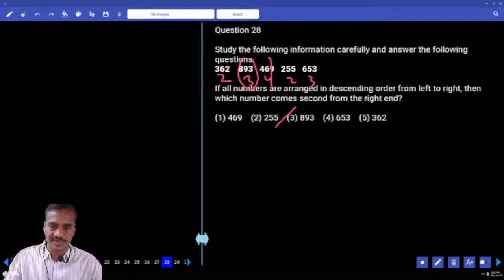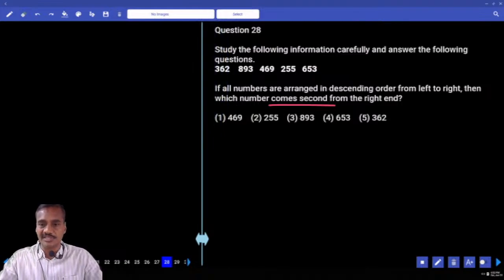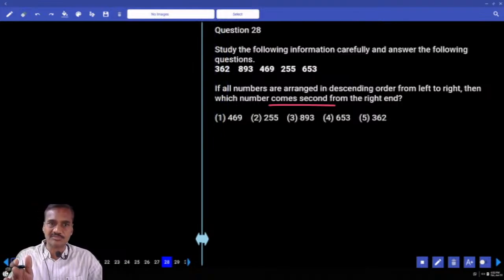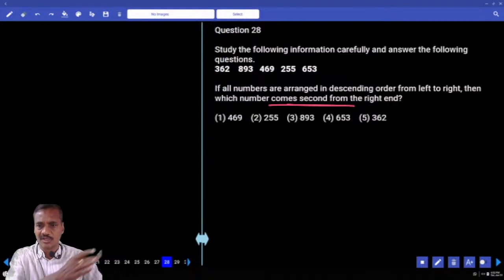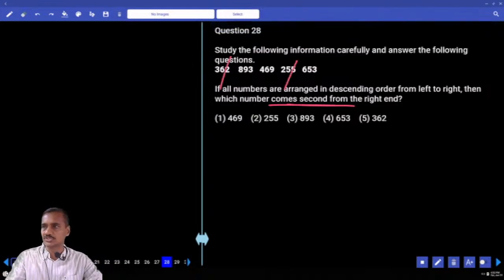Then coming to this 28. Now in this 28, if all the numbers are arranged in descending order from left to right, then which comes second from the right? Descending order means second from the right hand will be the second lowest number. All the numbers are arranged in descending order, highest to lowest, that means second lowest number. Now second lowest among these. Now second lowest, first lowest is 255, second lowest 362. That is choice 5, question number 28.